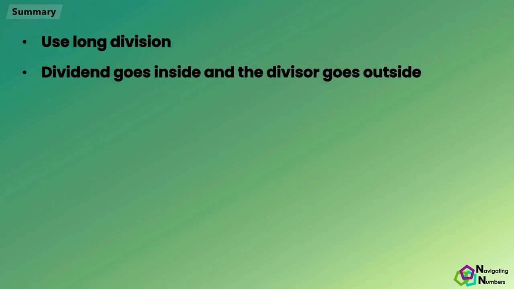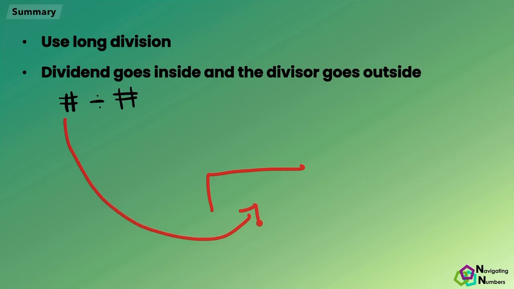Let's go ahead and summarize. When we divide 3-digit by 2-digit whole numbers, we have to make sure we are using long division. And you have to make sure you remember that the dividend, which is the first number, so remember your problem is written like this. Remember that the dividend goes inside and the divisor, what you divide by, goes outside.